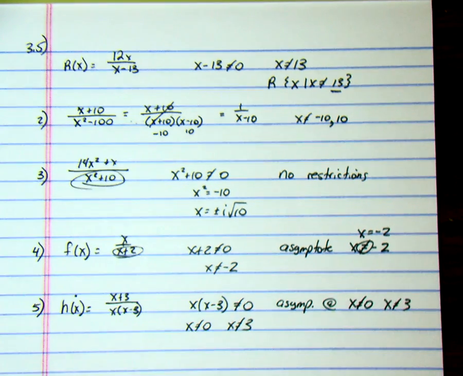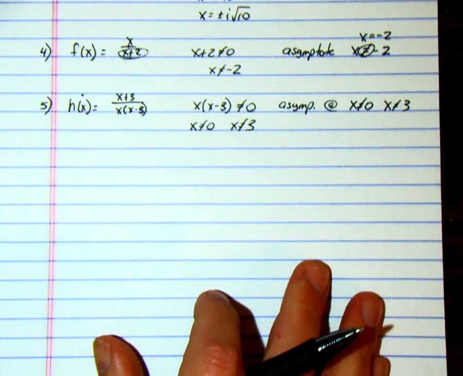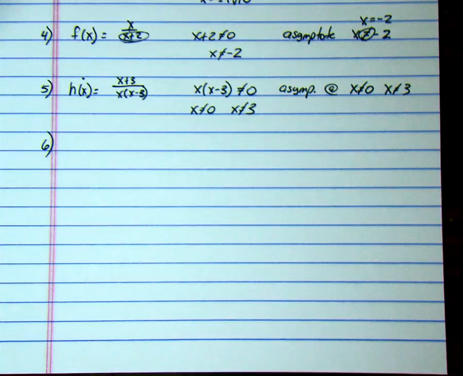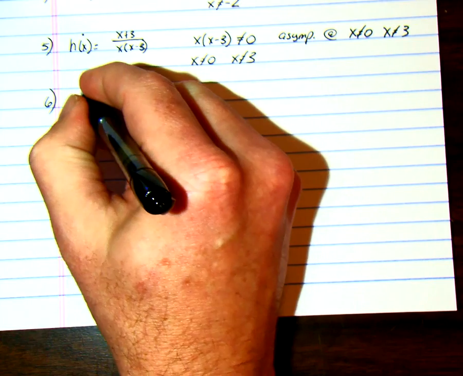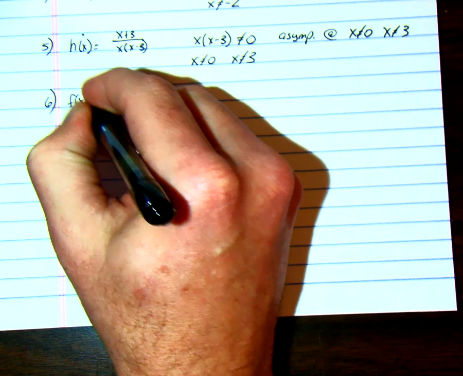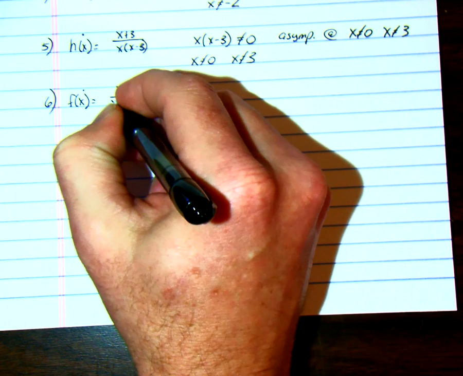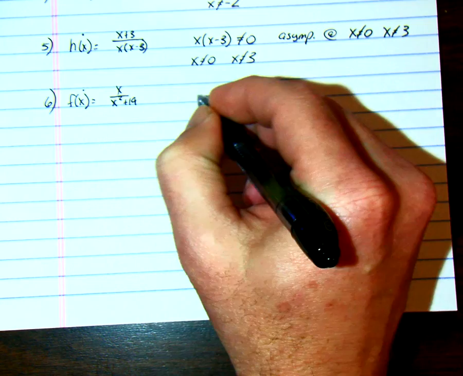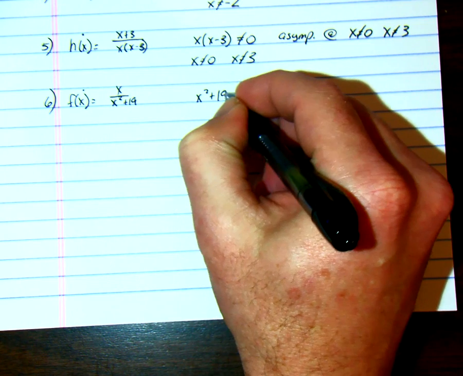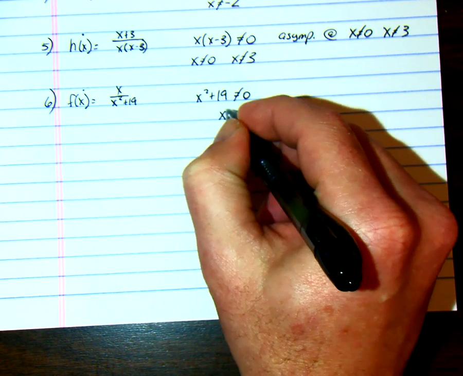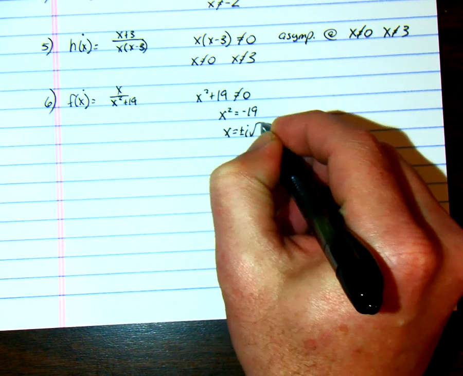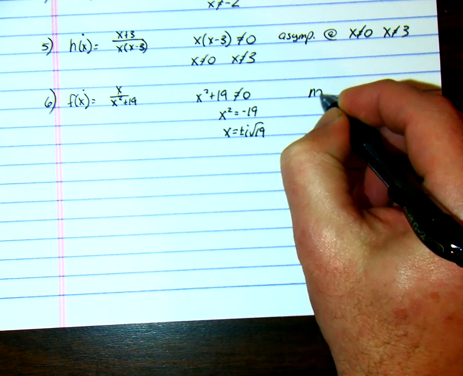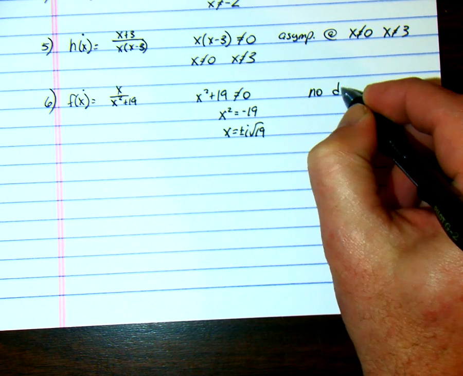All right. Number 6. F of x is equal to x over x squared plus 19. Again, we're worried about x squared plus 19. That cannot equal 0, so x squared cannot equal negative 19. We're going to be stuck with that imaginary number again. So here there are no restrictions, or in this case, no discontinuities.